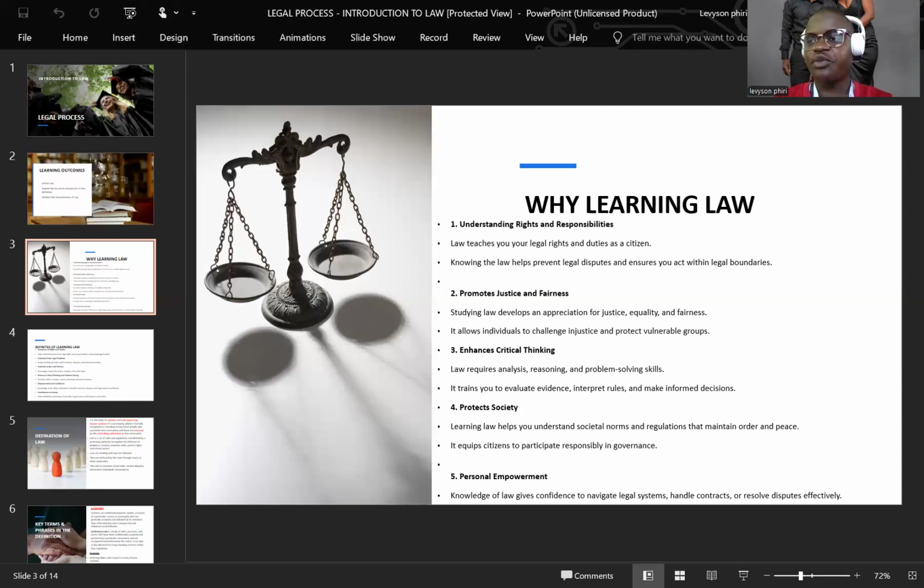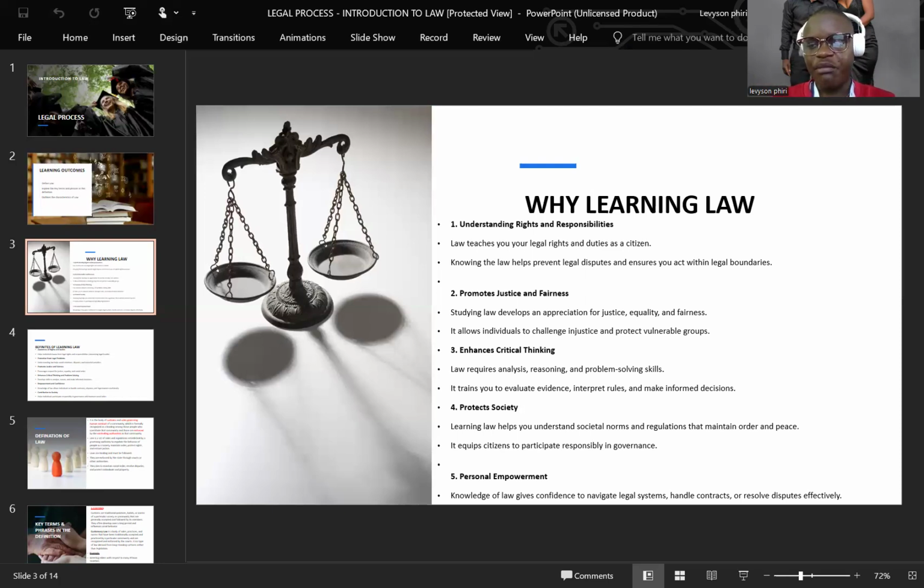Like what we have said, you'll be able to know your social norms in that society, and you'll be able to advise your fellow citizens in that society. It equips citizens to participate responsibly in governance. So you'll be able to know all these things, and you'll be able to know your boundaries, where you're supposed to stand, what you're supposed to do and what you're not supposed to do.